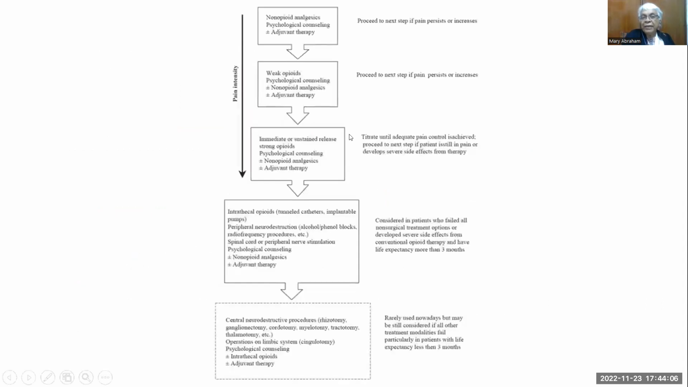So if you look again at how we can treat this patient with analgesics, it is the analgesic ladder, step 1, step 2, step 3. And then if it is not responding to that, then we can go in for some non-pharmacological options like intrathecal opioids and all that I mentioned, or you can go for neurodestructive procedures. But at the same time, at every step of the ladder, we need to address the psychosocial concerns as well.